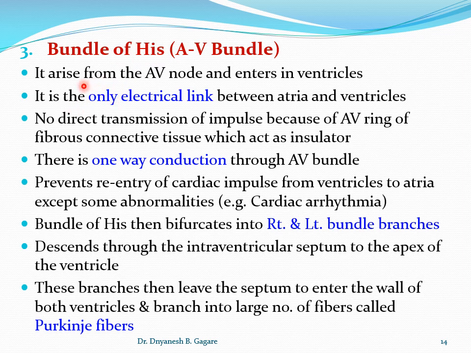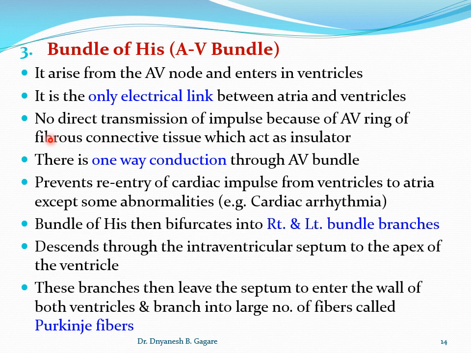Okay, so from the atrial side, it arises from the AV node and it enters into the ventricle. Okay, so this bundle of His is the only electrical link between atria and ventricle. So current, meaning cardiac impulse, enters from the atria to the ventricle only through the bundle of His. There is no other way or no other entry for the impulse except the bundle of His.